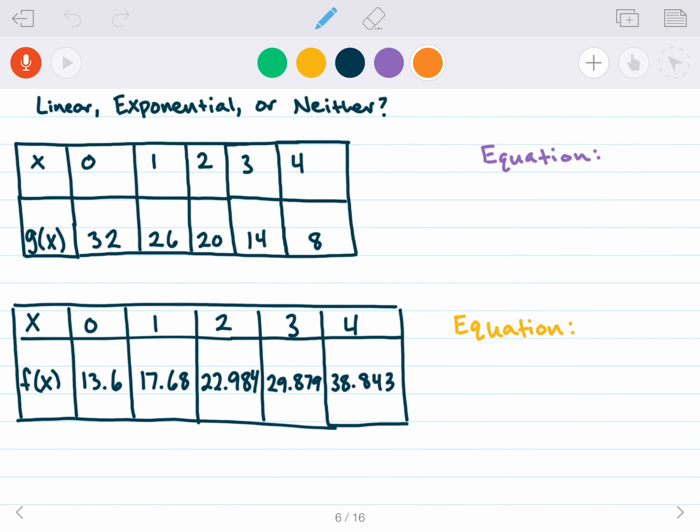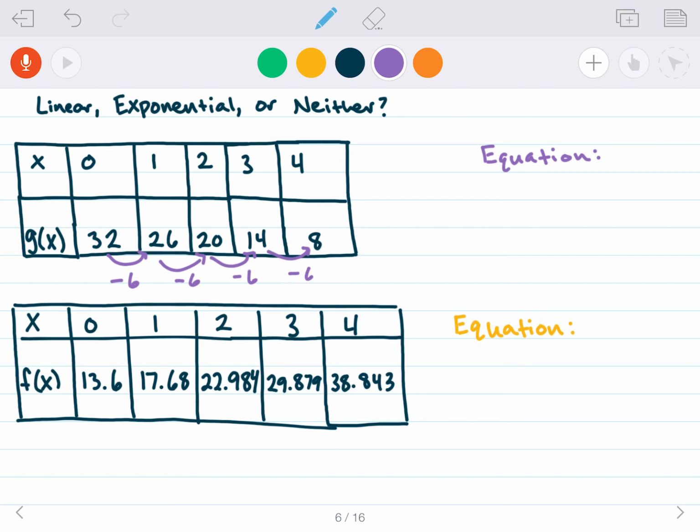Alright, so are the values linear, exponential, or neither? So notice for both tables we're going up by 1 again for x's, so this is good. We can use our little trick here to see if it's exponential or linear. In the first table, I go from 32 to 26. Okay, so that's going to be minus 6, right, to get from 32 to 26. From 26 to 20 is another minus 6. From 20 to 14 is minus 6. 14 to 8 is minus 6.